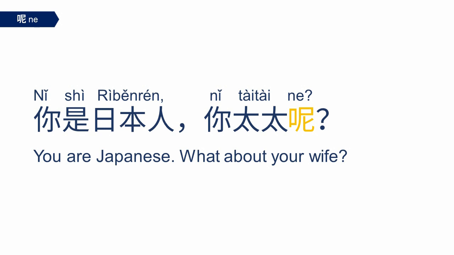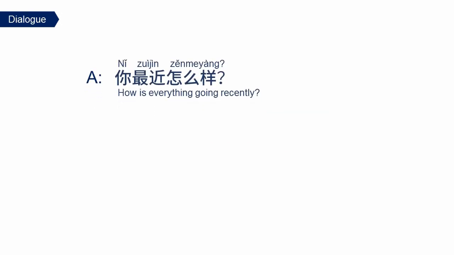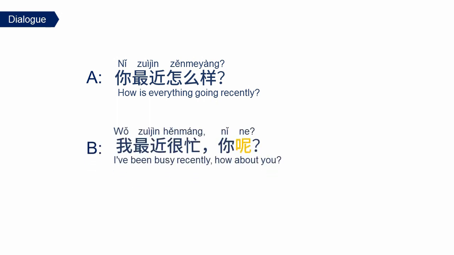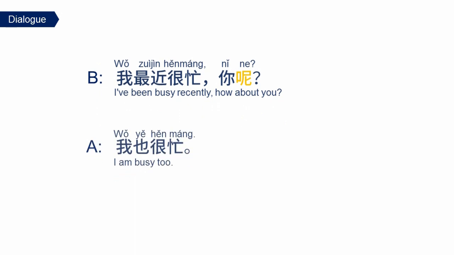Here's a dialogue. First, A is asking, how is everything going recently? 你最近怎么样？ And B said, I've been busy recently. How about you? In Chinese, 我最近很忙，你呢？ And A said, 我也很忙。I'm busy too. Good.